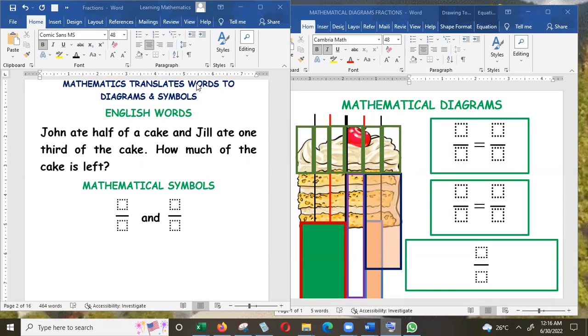Mathematics translates words to diagrams and symbols. So here are some English words depicting a scenario. John ate half of a cake and Jill ate 1/3 of the cake. How much of the cake is left? In this two-sentence paragraph, there are some keywords or important words in mathematics.